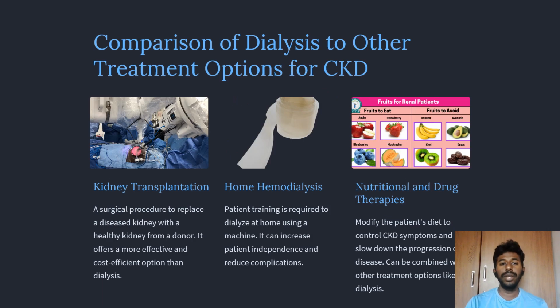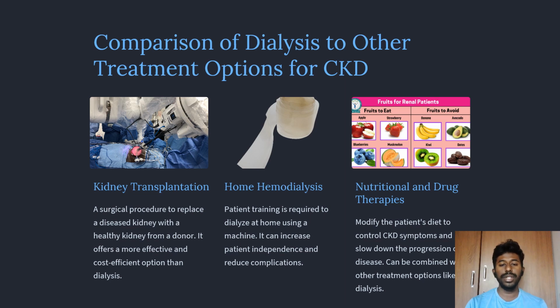In this slide, we'll be looking at the comparison of dialysis to other treatment options for chronic kidney disease. There are other treatment options for CKD. These are kidney transplant, home hemodialysis, nutritional and drug therapies. So let's look into them one by one and see if these are better treatment options than dialysis. The first one is kidney transplant. It is a surgical procedure to replace a diseased kidney with a healthy kidney from a donor. It offers a more effective and cost-effective option than dialysis.